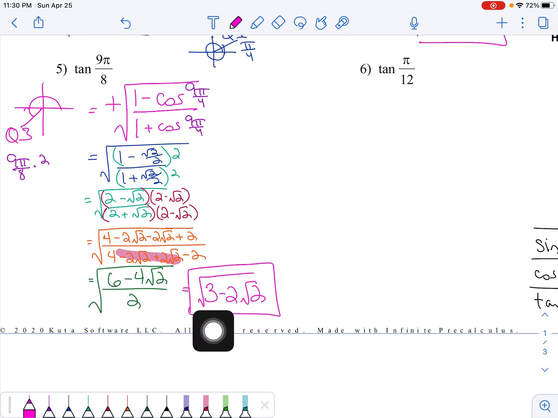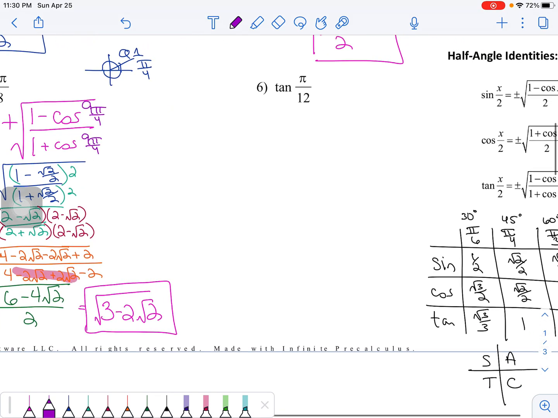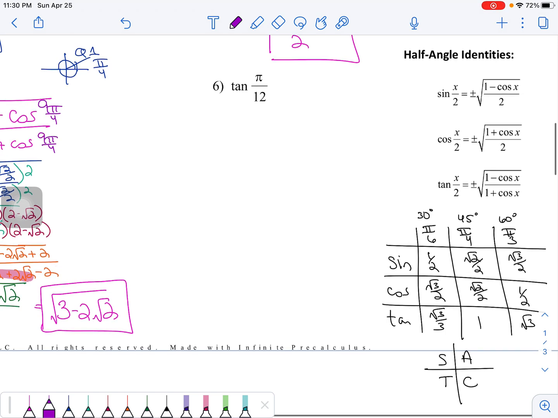So yes, I still have radicals within radicals, but I do not have a denominator anymore because I rationalized it out. So yes, you need to be able to rationalize out your denominators. All right, that's problem number 5. Let's go ahead and slide on over to problem number 6.